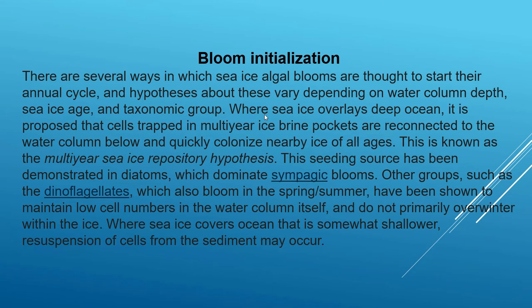Other groups such as the dinoflagellates, which also bloom in the spring and summer, have been shown to maintain low cell numbers in the water column itself and do not primarily overwinter within the ice. Where sea ice covers oceans that are somewhat shallower, resuspension of cells from the sediment may occur. So this is more of the neritic areas as opposed to more pelagic zones.